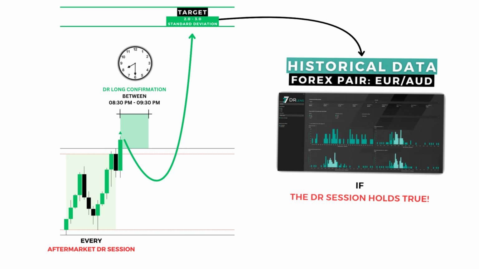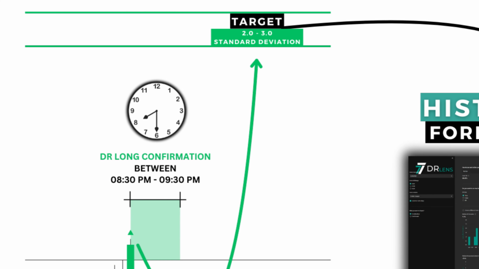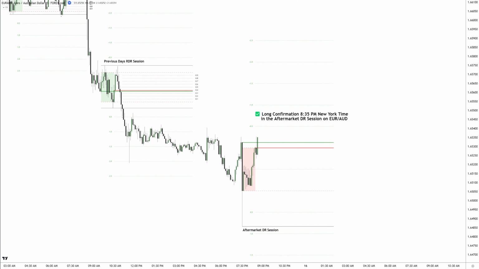Historical data suggests a high probability that price will extend at least to the 2 standard deviation level and potentially even higher if the session holds true. In this session, the confirmation occurred immediately after the DR box formation. This gave us an early indication to start preparing for a potential trade.